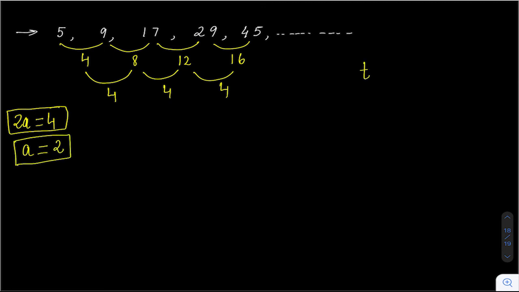So it means my nth term will have 2n square, that is a n square, plus bn plus c. That is some linear term that I have to find out.